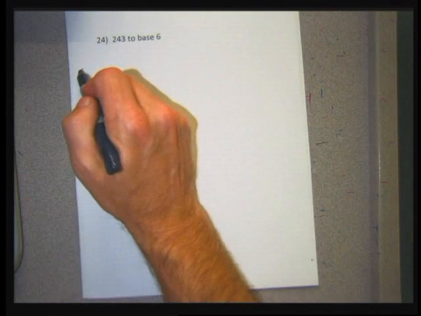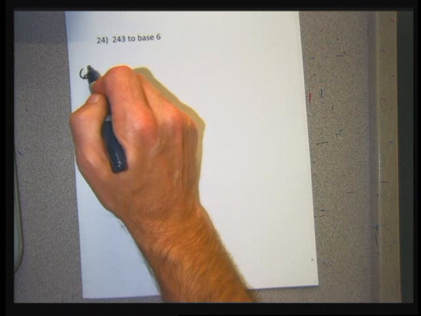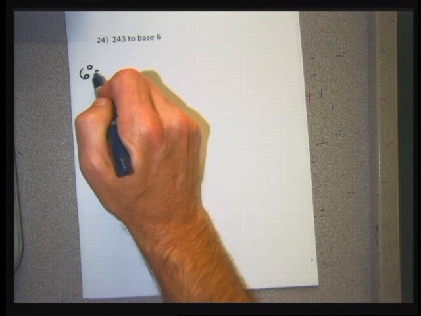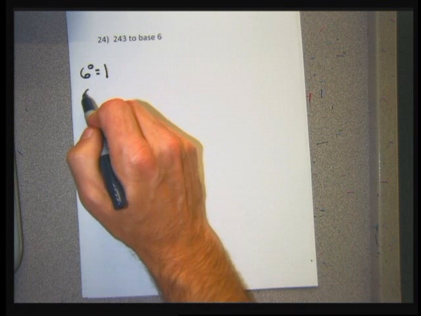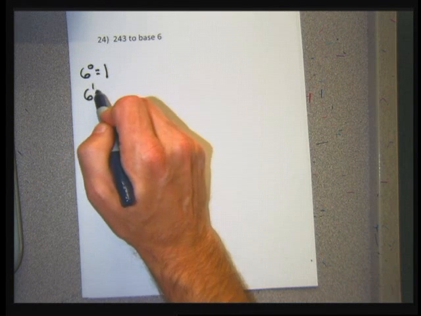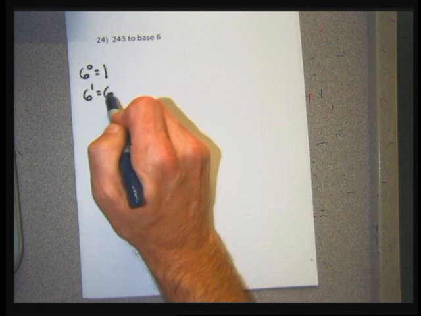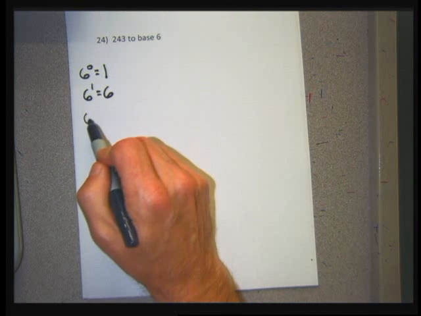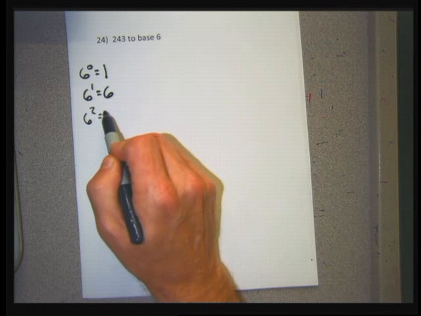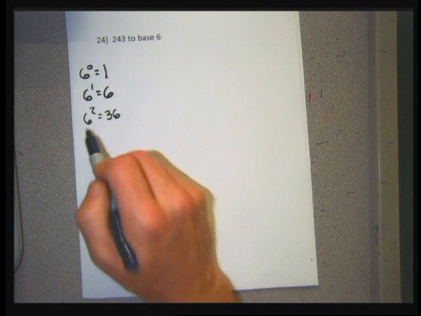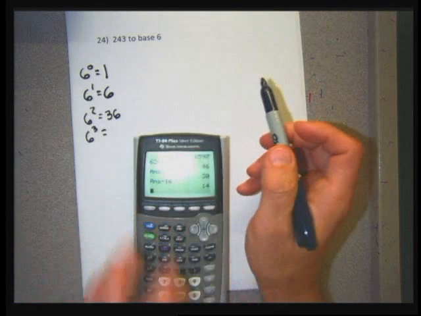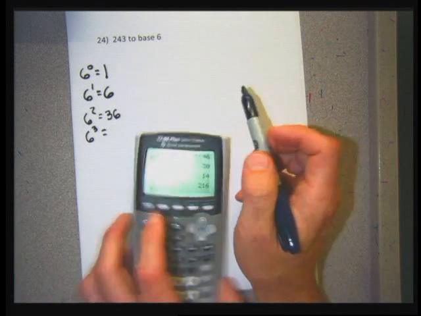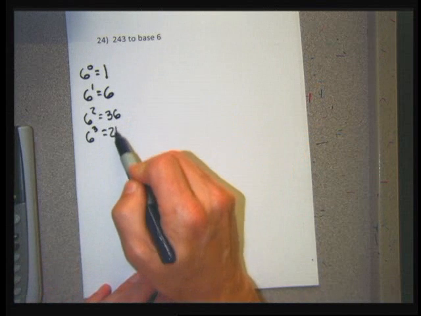So for 24, I'm converting to base 6. To convert from base 10 to any base, you start off by writing the powers of the base. 6 to the 0 power is 1, because anything to the 0 power is 1. 6 to the first power is 6. 6 to the second power is 6 times 6, which is 36. 6 to the third power, I'm pretty sure it's 216, but I'll make sure that it is. I go 6 up arrow 3 on my calculator, and it's 216.